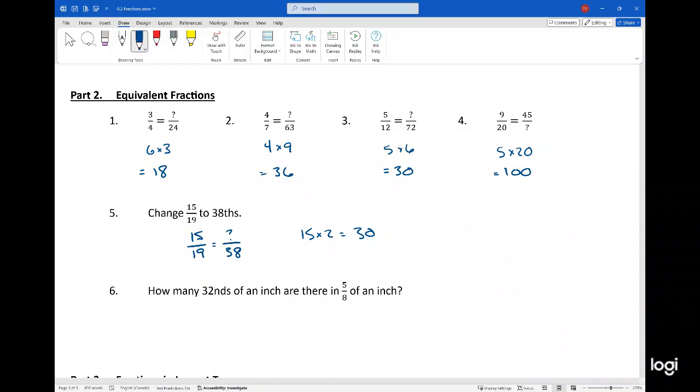And finally, how many 30-seconds of an inch are there in 5/8 of an inch? So 5/8 of an inch looks like that. And we're looking for the number of 30-seconds that's equal to it. Bottom is multiplied by 4, so the top is multiplied by 4. So 5/8 would be equivalent to 20 30-seconds. Easy peasy.